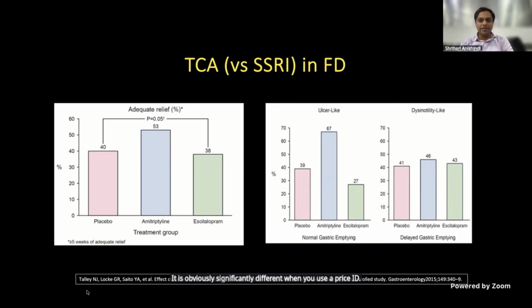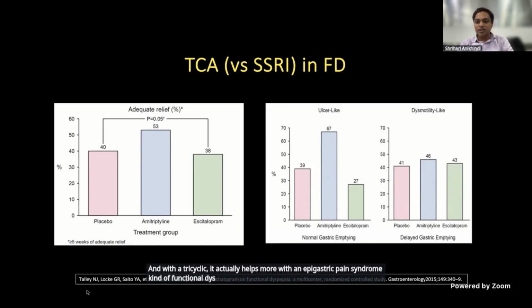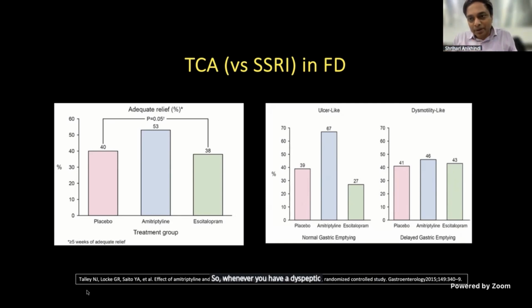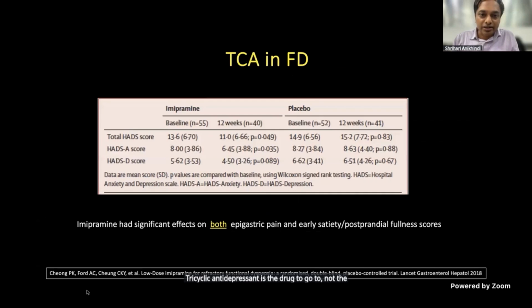And a tricyclic actually helps more with the epigastric pain syndrome kind of functional dyspepsia rather than the dysmotility or postprandial distress kind. So whenever you have a dyspeptic patient with epigastric pain syndrome, a tricyclic antidepressant is the drug to go to, not the SSRI. It usually doesn't help.